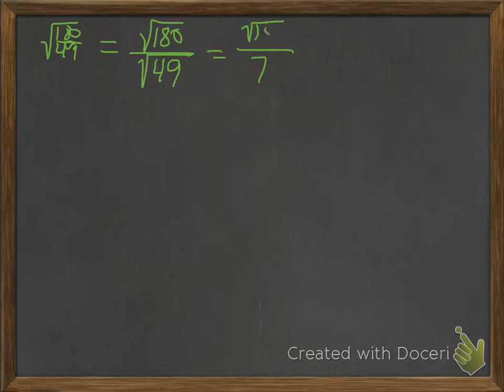Okay, so let's go ahead and split it up. We've got the square root of 180 over the square root of 49. We can go ahead and simplify the denominator. The square root of 49 equals 7, and we're left with the square root of 180 in the numerator. And then from there, we're going to look and see what we can break 180 up into. If it's easy for you, you can do some side work.